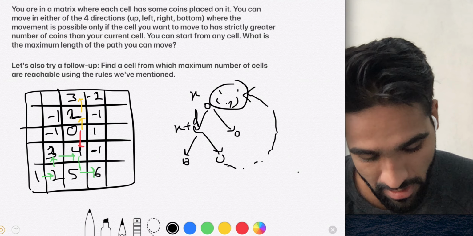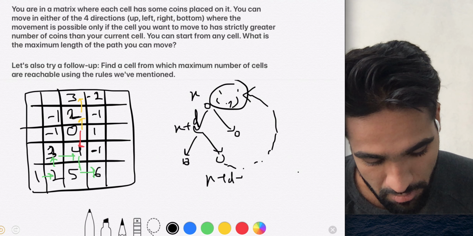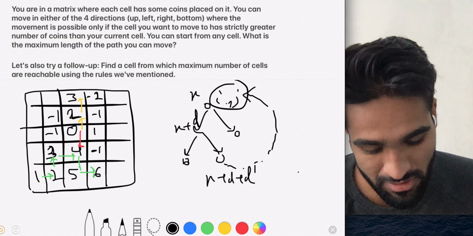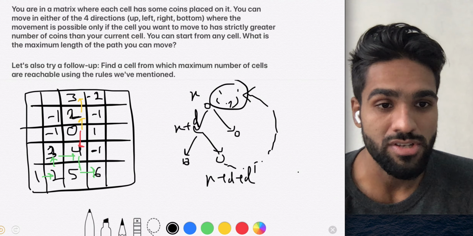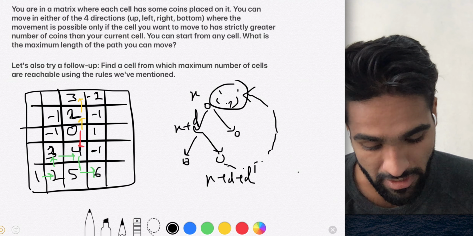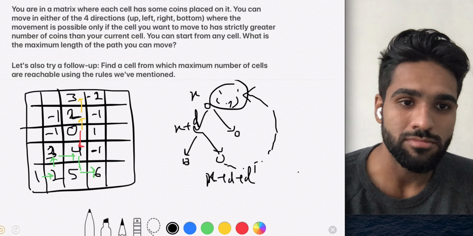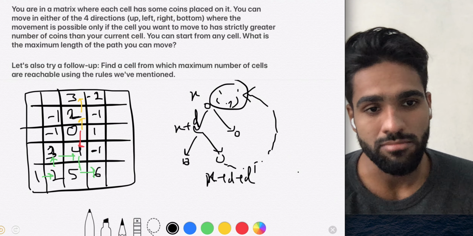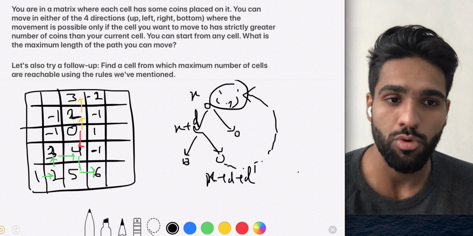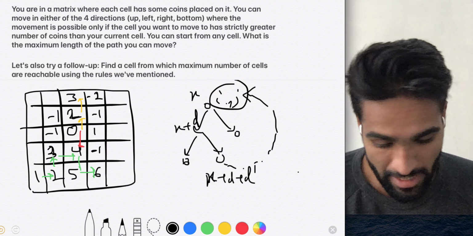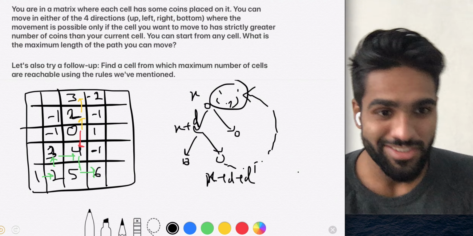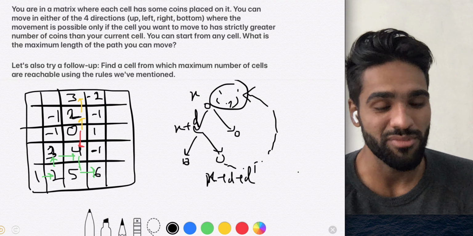Let's say x plus d, x plus d plus d prime. And there's no way you can come back to cell i comma j because x plus d prime is certainly greater than x. So that gives me a hint. Okay, you understand why this DP solution works. And this is essentially the graph aspect of it as well.